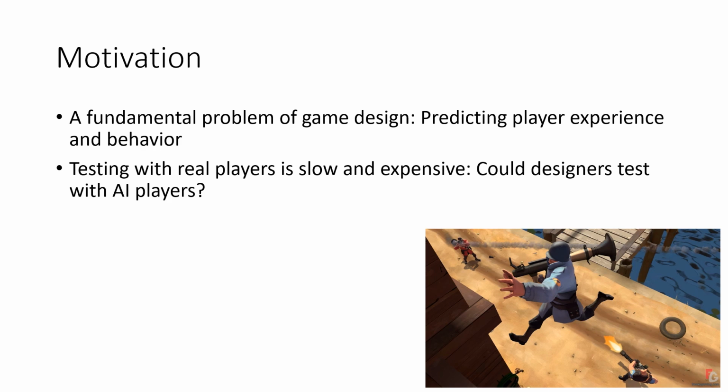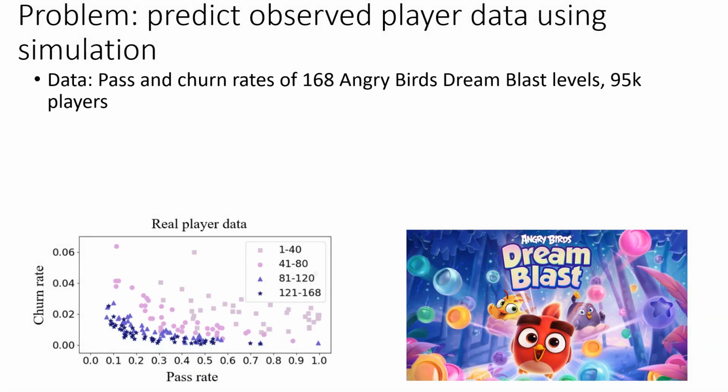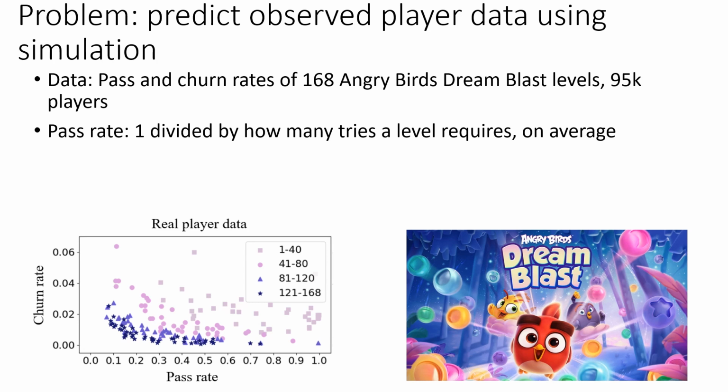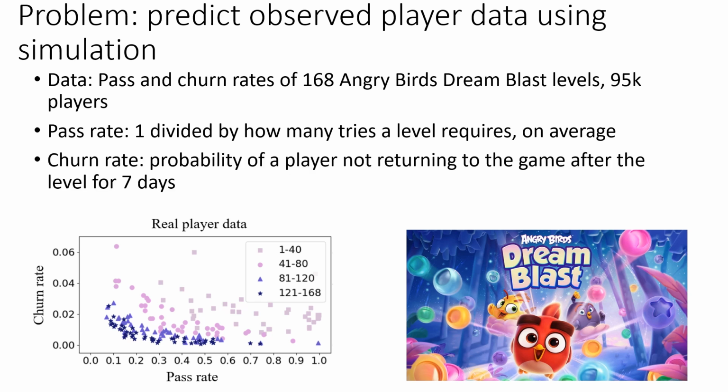This paper utilizes a dataset of pass and churn rates from Angry Birds Reloaded. This data can be easily collected from all players. Pass rate is a measure of difficulty in the range of 0 to 1. 0 means that players never pass a level, and 1 means all players pass the level on first try. Churn rate is a measure of engagement, again in range of 0 to 1.